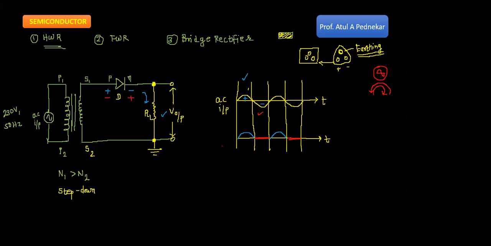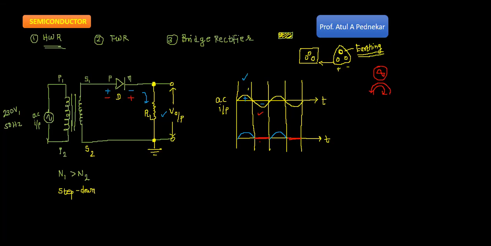Is this clear? Okay. Now tell me, what is the difference between your input and output? Can you see any difference between the two? The input was fluctuating on both sides. Look, the positive side was fluctuating and the negative side was also fluctuating. But the output fluctuates on only one side. That means what was bidirectional we have converted into unidirectional.